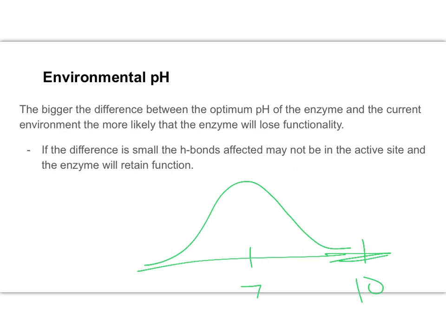Okay? What will happen is it will affect the hydrogen bonds. And so when those hydrogen bonds are affected, in the active site in particular, it makes the denaturation more likely to be permanent. So if your difference is small, let's say it was put in an environment of a 6, those hydrogen bonds in the active site may not be affected, and therefore the enzyme could still possibly work for a little bit and then maybe even regain full function.